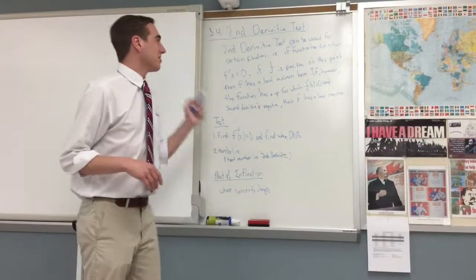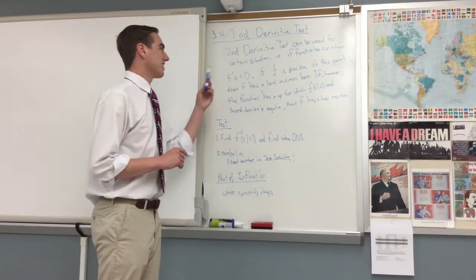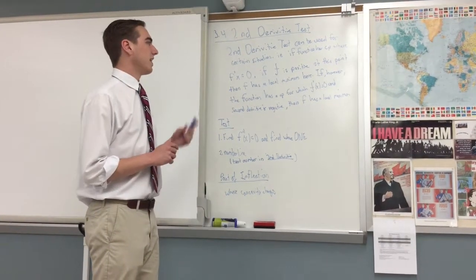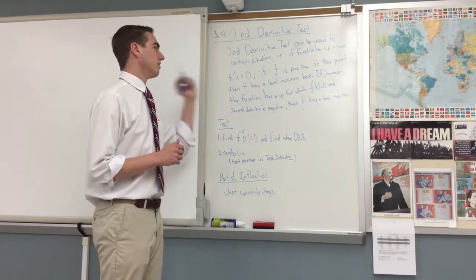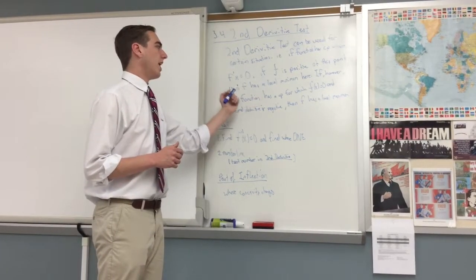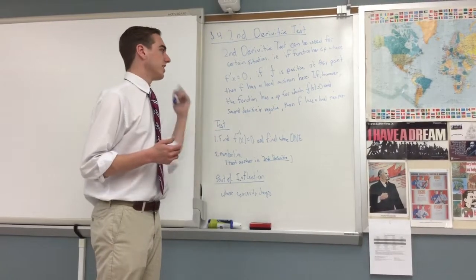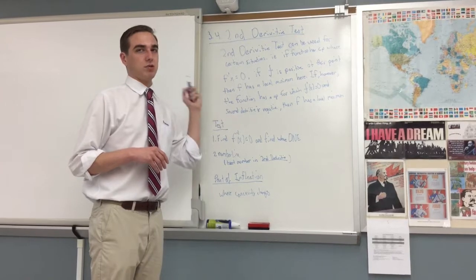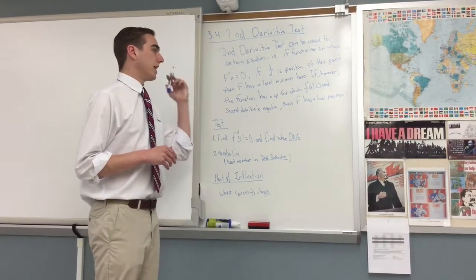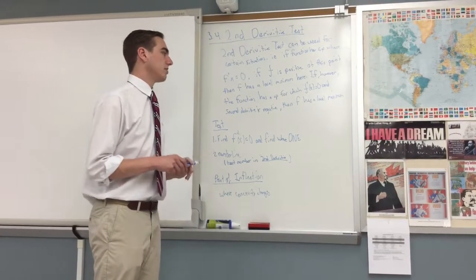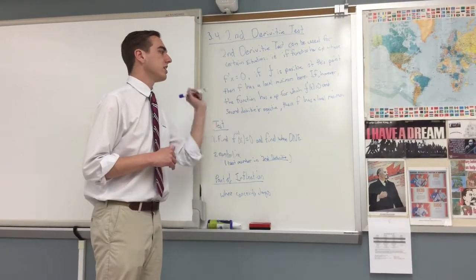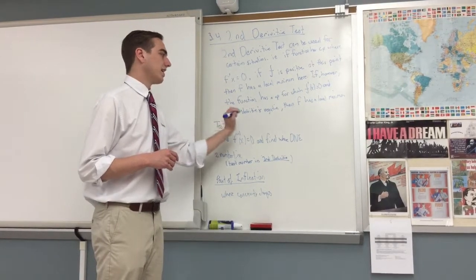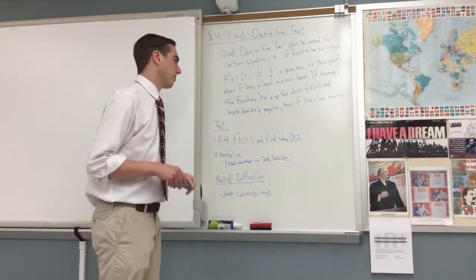So 3.4 has to deal with a second derivative test. And this second derivative test can be used only in certain situations for functions. If the function has a CP where the derivative of x equals 0, and the second derivative is positive at this point, then the function has a local minimum at that point. But if the function has a CP where the derivative of x equals 0, and the second derivative is negative, the function has a local maximum there.